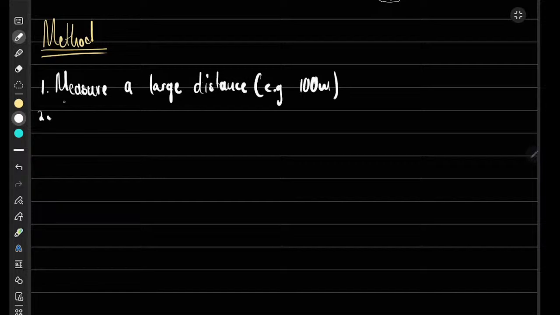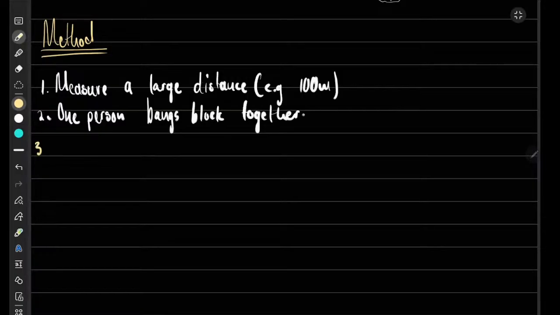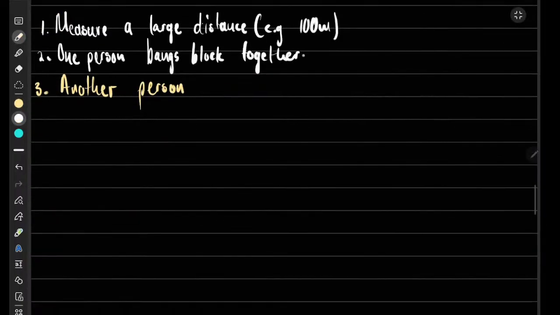Number two, one person bangs the blocks together. Then another person, who is 100 meters away, will be looking whilst you're banging the blocks. The moment they see your hands close, to say you have banged, they start the stopwatch.